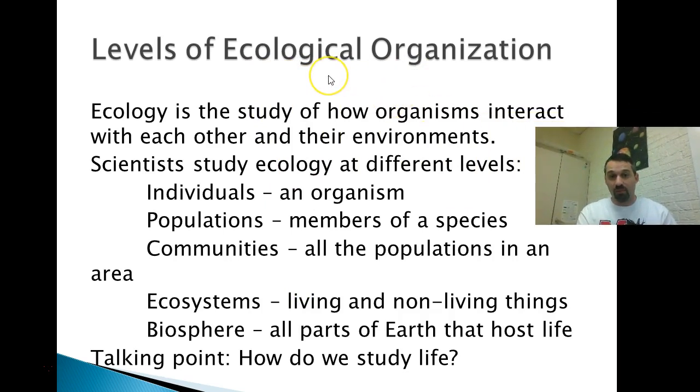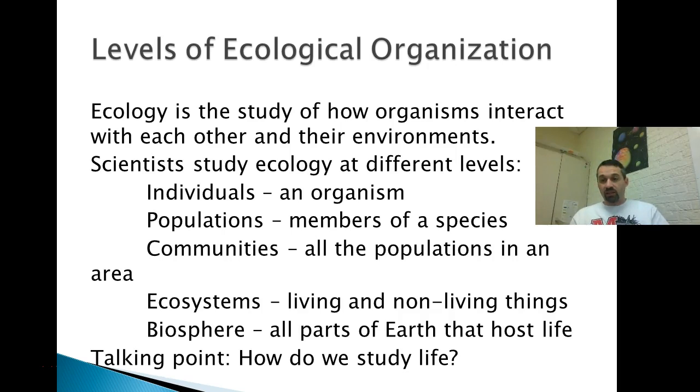There we go. Okay, so the first thing is the levels of ecological organization. Let's talk about what ecology is. Ecology is the study of how organisms interact with each other and their environments. Every single one of you is an organism, and ecology is the study of you and how you interact with each other and your environment, or the classroom that you're sitting in.